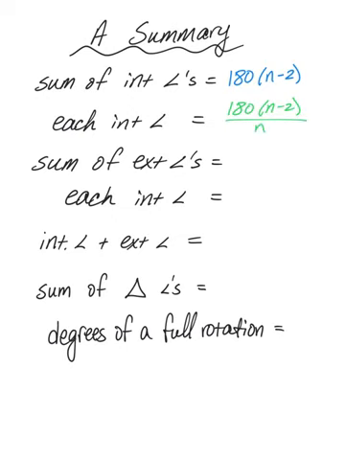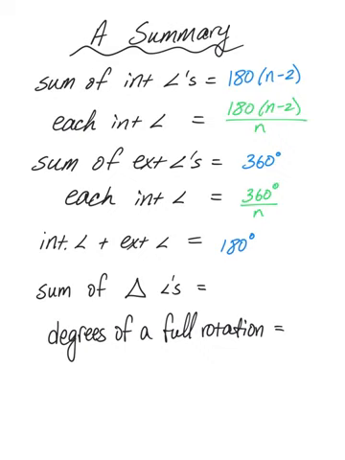The sum of all exterior angles is always the same. It is 360 degrees. To find each individual exterior angle, you can take your 360 degrees and divide by the number of sides that you have. And because the interior and exterior angles lie on a straight line, the sum of one interior angle and one exterior angle will always be 180 degrees to make a straight line.